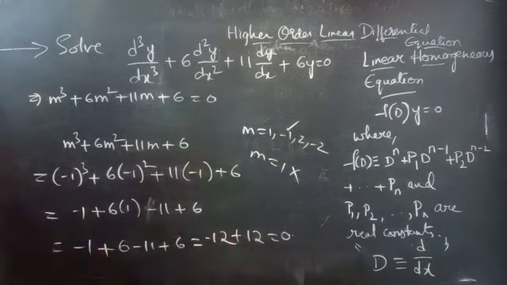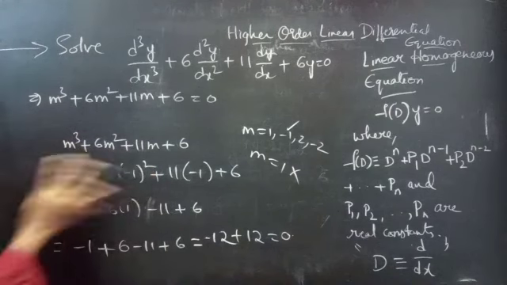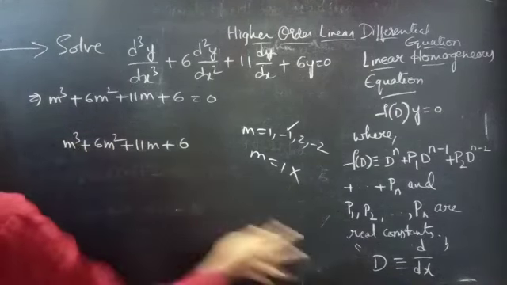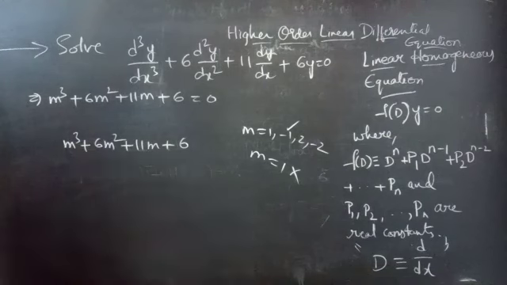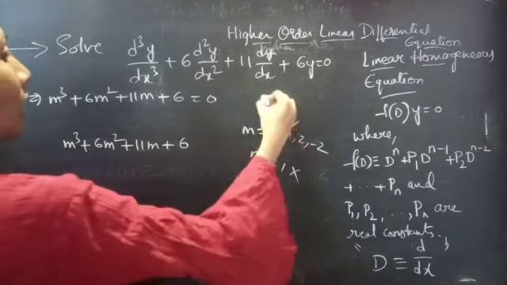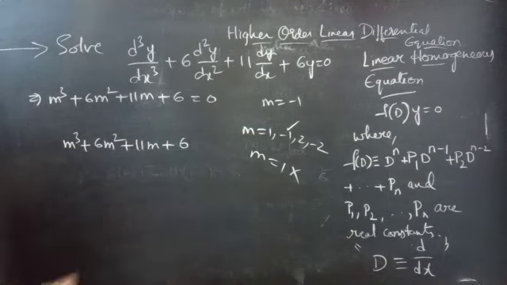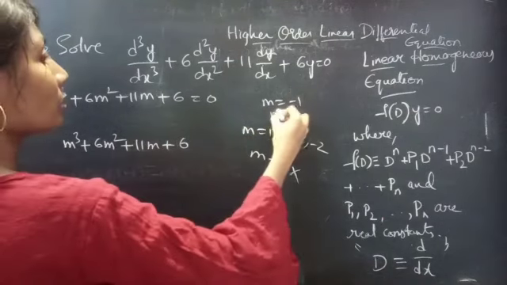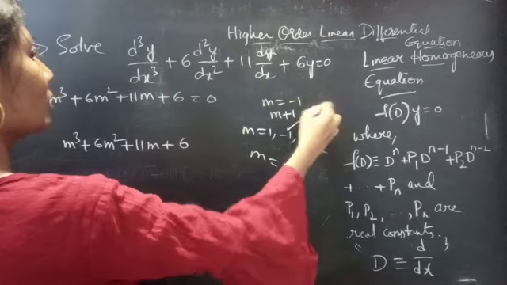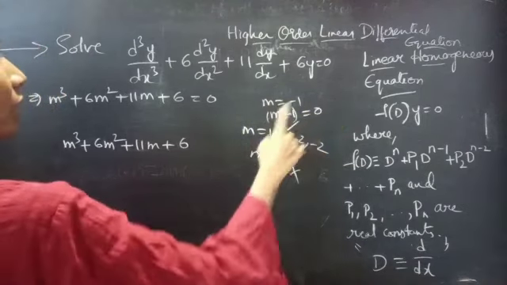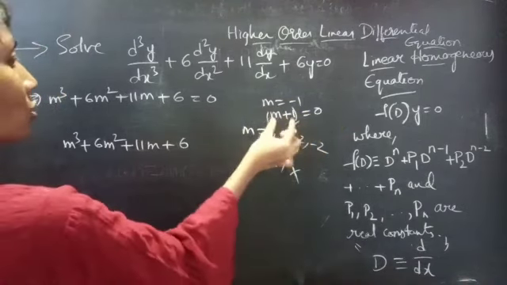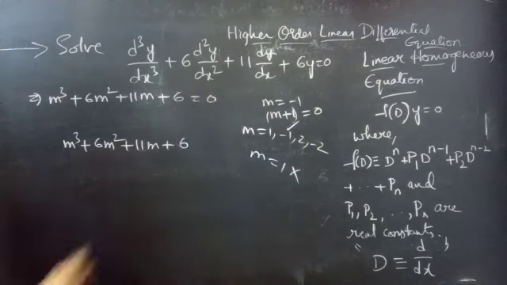So m equals minus 1 satisfies this polynomial, right? So here m equals minus 1 will be one root. From this we'll get a factor m plus 1. Right, from this we can write m plus 1 equals 0, right? So here m plus 1 is one factor.